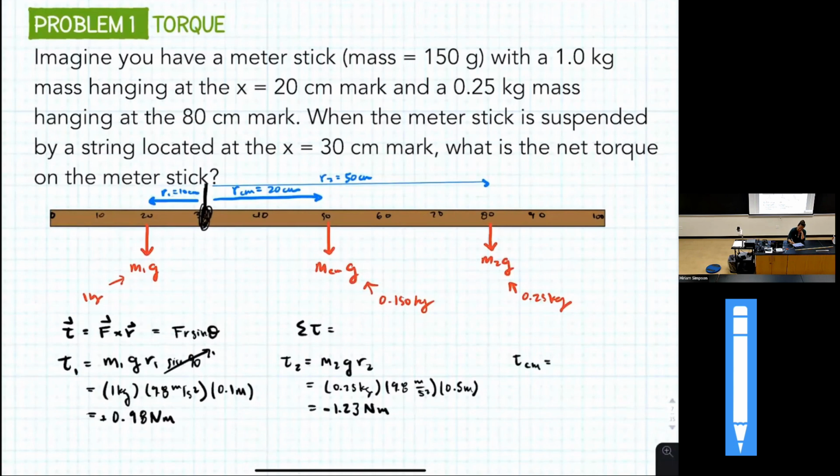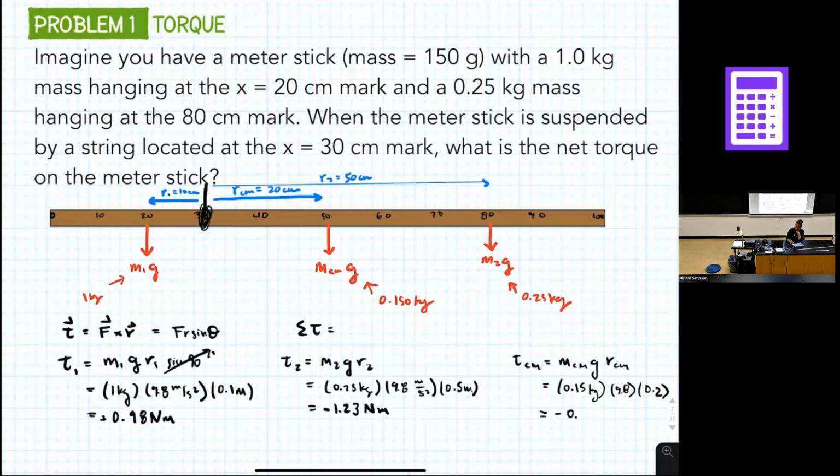And then last but not least, we have the torque from the center of mass. That's going to be the mass of the meter stick, times G, times R center of mass. That's going to give us 0.15 kilograms times 9.8 times 0.2. I'm leaving out the units because you get the idea, and also because I'm out of space. And then if you add all these up, that's going to give us negative 0.294 Newton meters. It's negative because, once again, it would cause the meter stick to rotate clockwise. So that's how we get our signs.